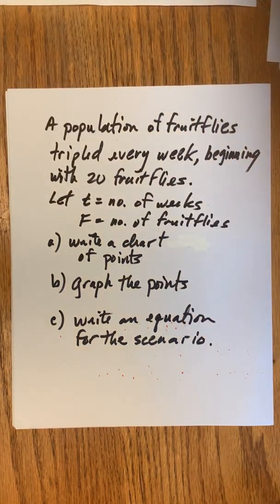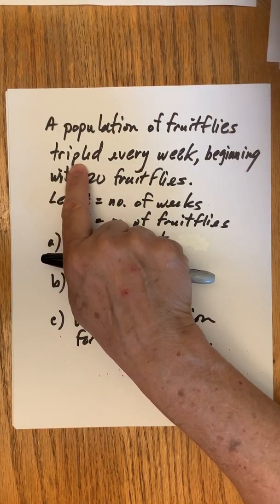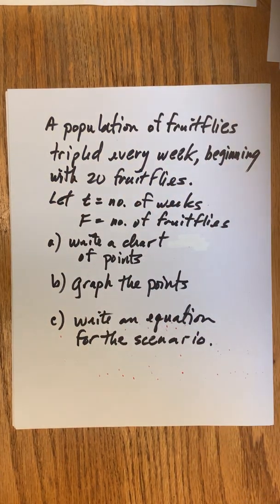So let's say here a population of fruit flies tripled every week. So they're telling you the growth rate, right? It's increasing, and how much? By a factor of 3, it tripled. So you're multiplying by 3 every week, beginning with 20 fruit flies.